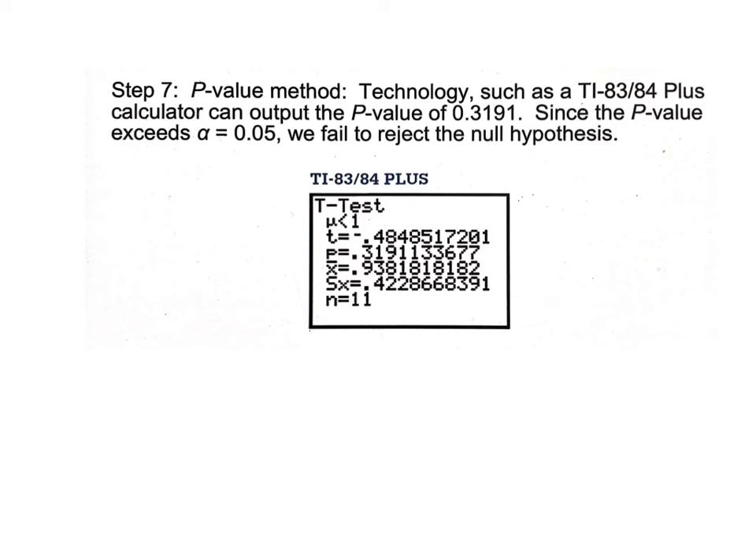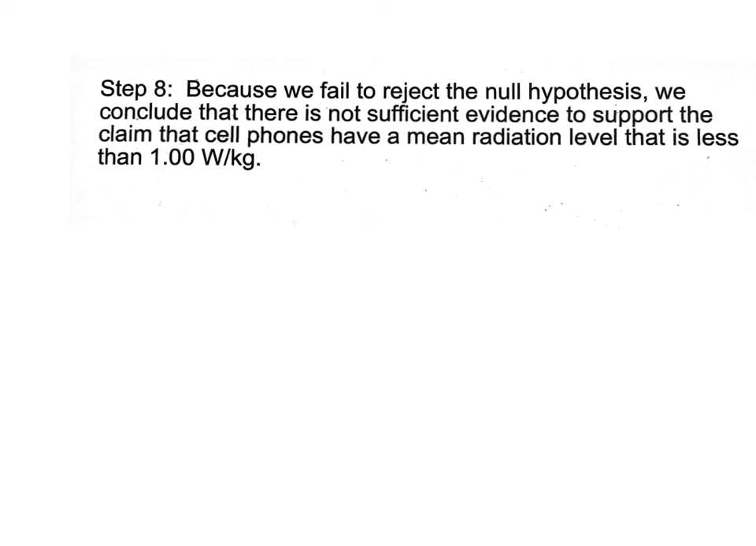All right, the p-value method, step 7, using our calculators. The calculators would tell you the p-value. We've done that quite a while now. It says the p-value is 0.3191, which is much bigger than 0.05. So even with the p-value method, we still fail to reject the null because the p-value is too high. The p-value would have to be below 0.05, as you know by now, and it's way too big. Step 8, because we fail to reject the null, we conclude that there is not sufficient evidence to support the claim that cell phones have a mean radiation level that is less than 1. Because we failed to reject the null, which said it was 1, you can't say it's less than that.